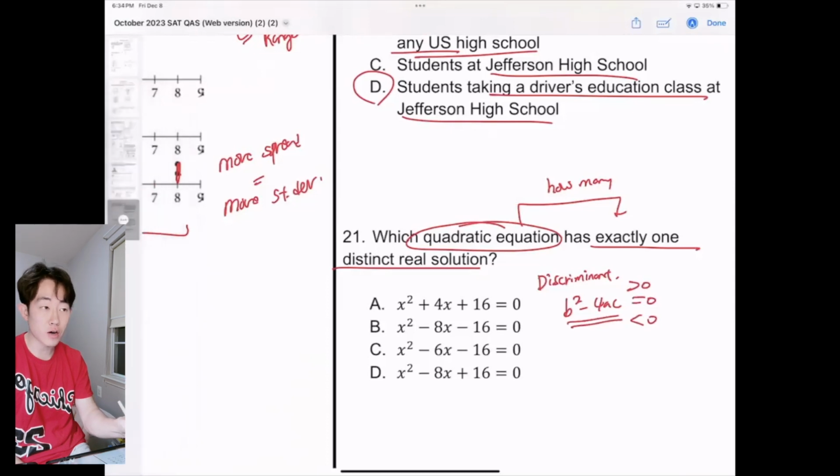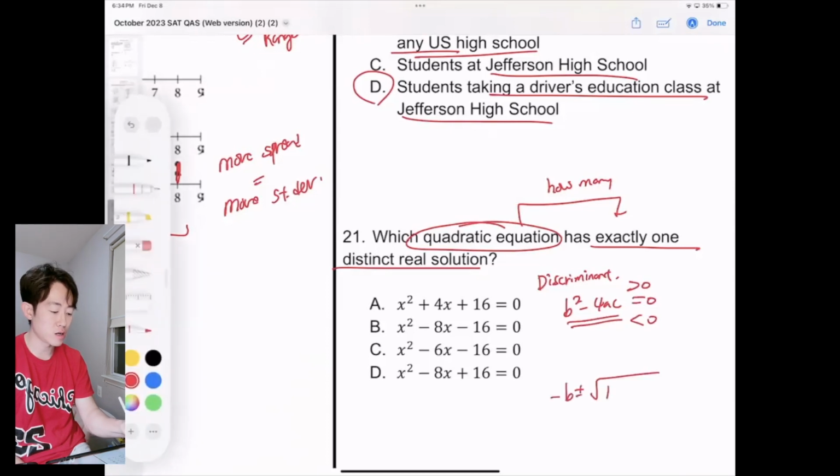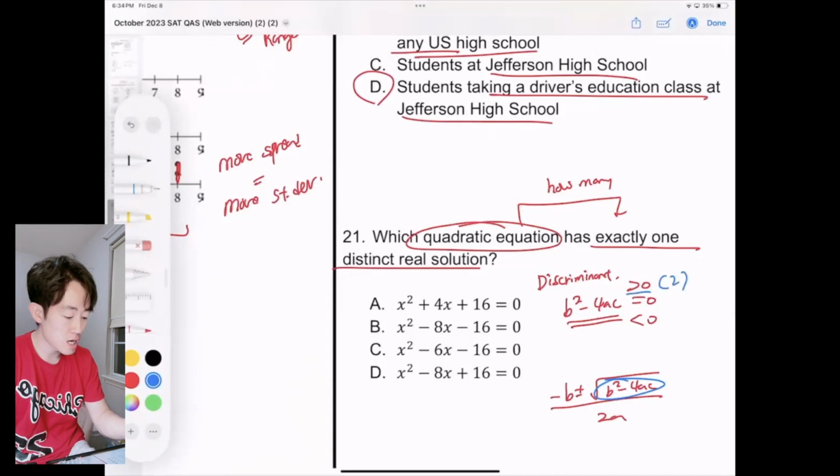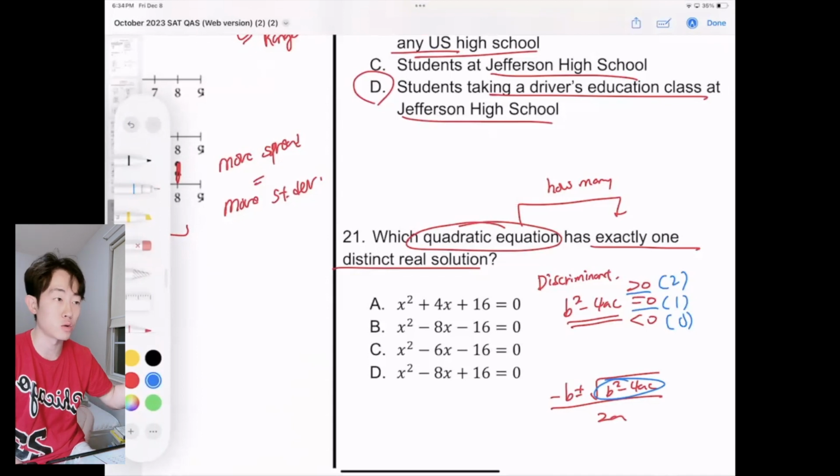And where did this even come from? The good old-fashioned quadratic formula. It's that thing inside the square root. This matters because it tells you the nature of the roots. If this was greater than 0, you have 2 real roots. If this was equal to 0, you have 1. And if this was less than 0, you have no real roots. We call it imaginary roots, but at the same time also 0 real roots.